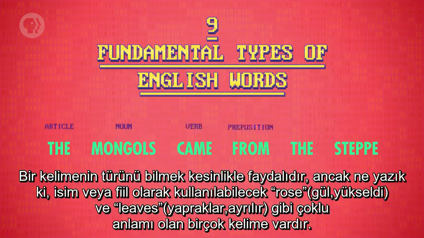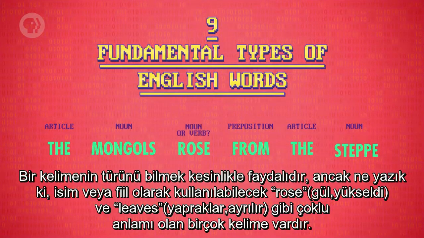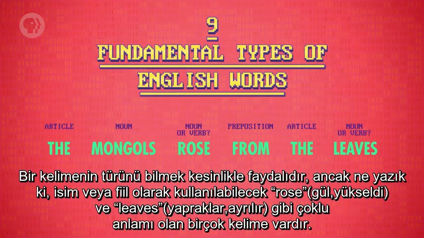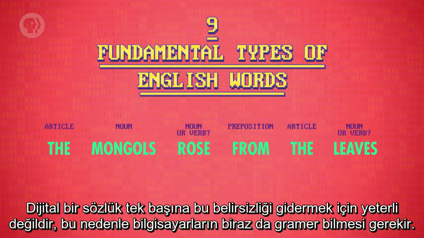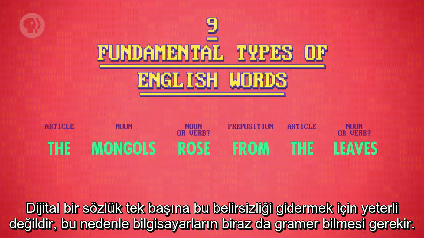Knowing a word's type is definitely useful, but unfortunately there are a lot of words that have multiple meanings, like rose and leaves, which can be used as nouns or verbs. A digital dictionary alone isn't enough to resolve this ambiguity, so computers also need to know some grammar.